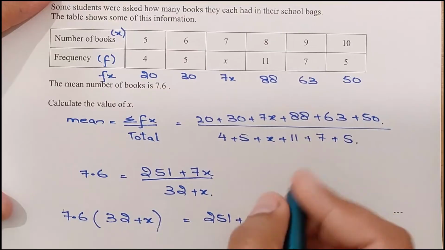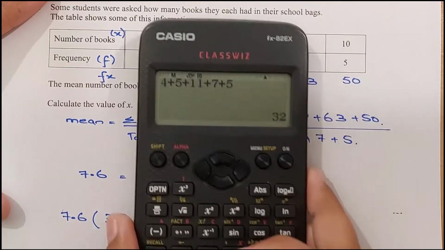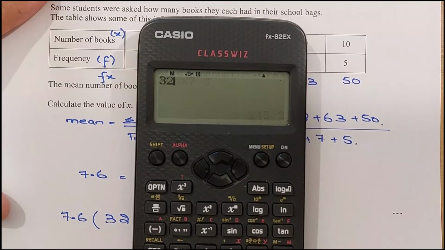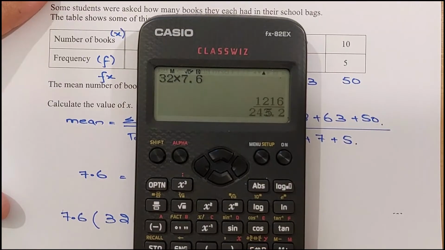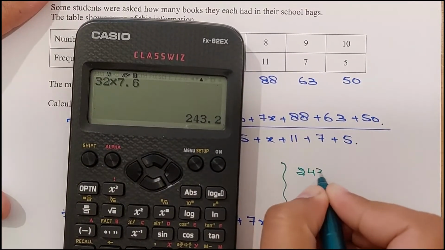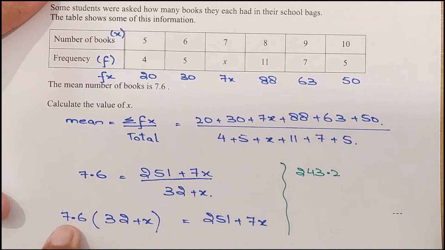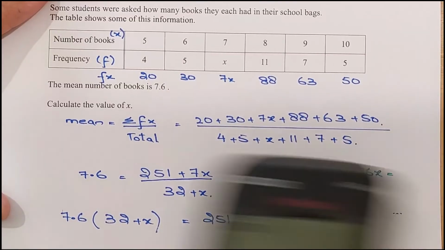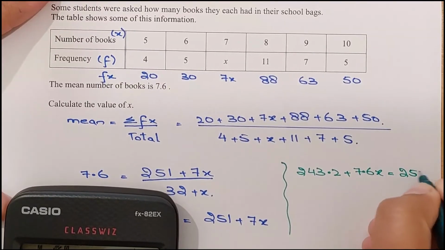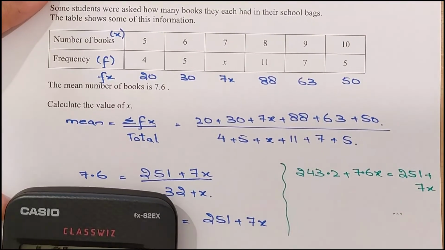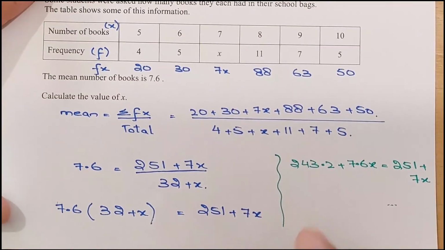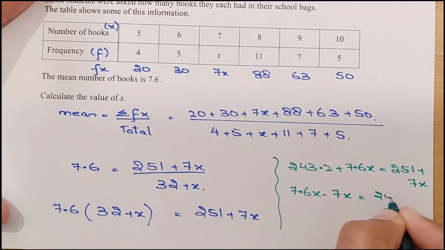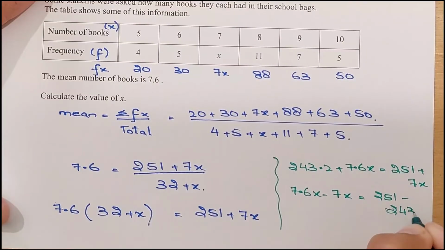Let me do the remaining portion over here. We have 32 times 7.6, which is 243.2, and 7.6 times x is 7.6x. This is equal to the same 251 plus 7x. Right, now let me shift the x terms to the left side. That is 7.6x minus 7x, which is equal to 251 subtract 243.2.